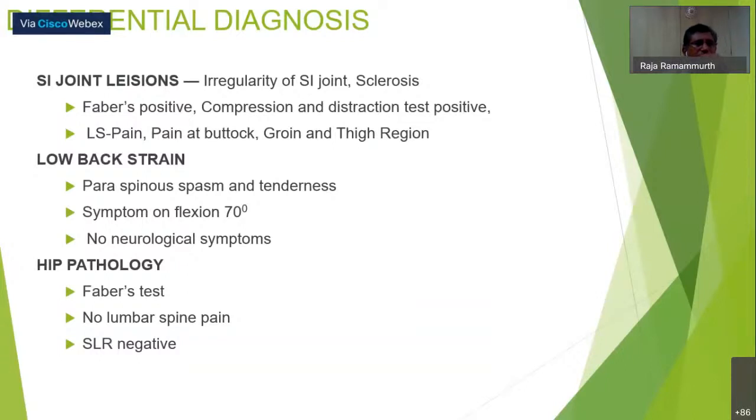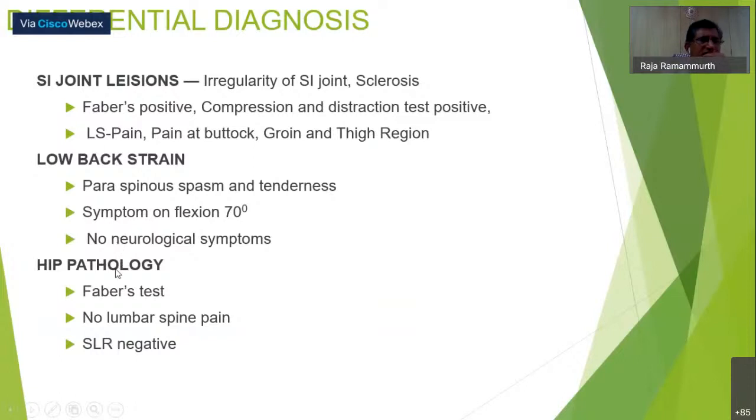Here the patient complains of pain at the lumbosacral region, the buttock, groin, and the thigh region. Then the next condition under the differential diagnosis is the low back strain. It is nothing but the mechanical low back pain, where we can see tenderness over the paraspinous muscle. The symptoms appear on flexion of 70 degrees. There will be a very severe pain, the patient cannot go beyond that, and there won't be any neurological symptoms in low back strain cases.